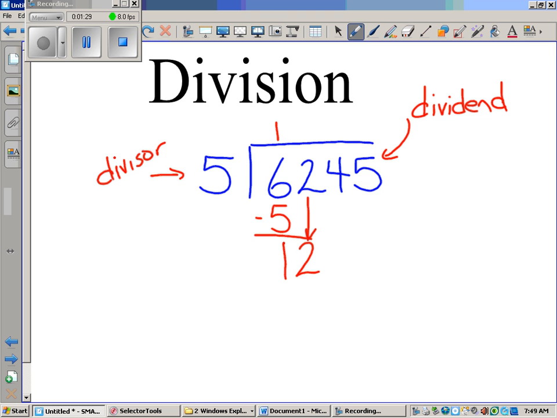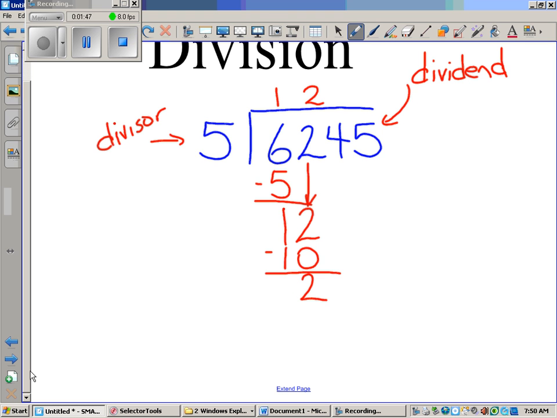And again, we say to ourselves, how many times will our divisor of 5 go into this number? And 5 will go into 12 twice. You put that down on the top, and then you multiply. 2 times 5 is 10. Subtract that, and you get 2. Move this up a little bit. We're doing well. We bring down the next number, which is 4.